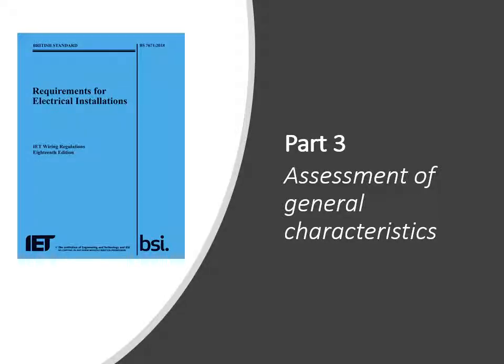Welcome to part 3 then, assessment for general characteristics. Now, what do we mean by that? General characteristics, when we're designing our system, we need to know what's involved, what kind of supplies it's going to need, what kind of equipment's going to be required, where it's going to be installed, and we need to make an assessment of what our customer wants and how we are able to provide that in the safest manner.